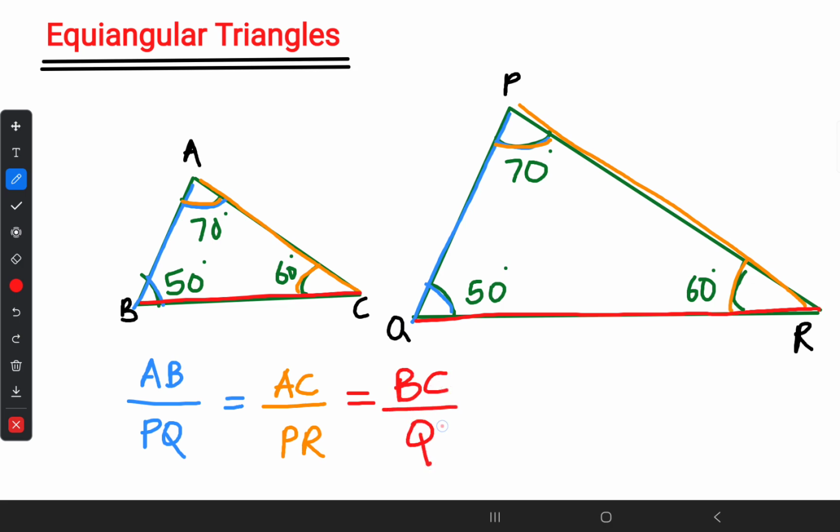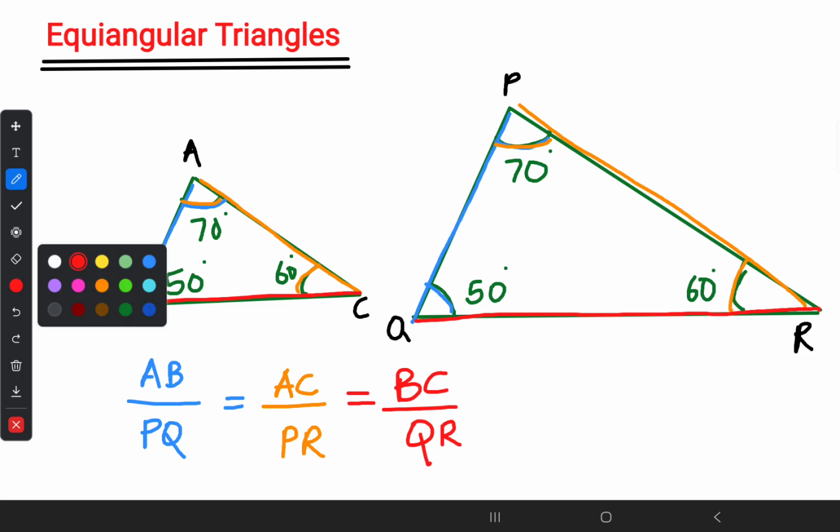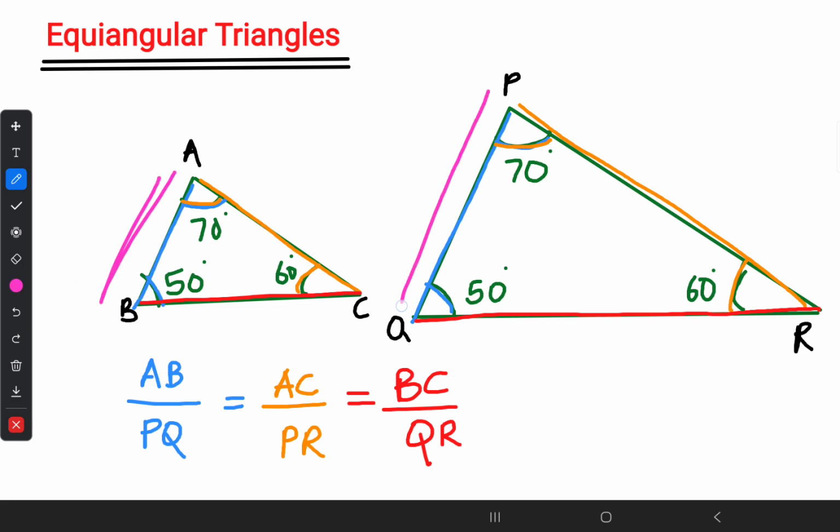This is what is called the equiangular triangle theorem. All three angles of a triangle equal another triangle's all three angles. So it doesn't mean those two are congruent. From that we can determine the relationship between them. This particular side divided by this one exactly equals this one divided by this, and this one divided by this. Make sure you are writing in the same order.